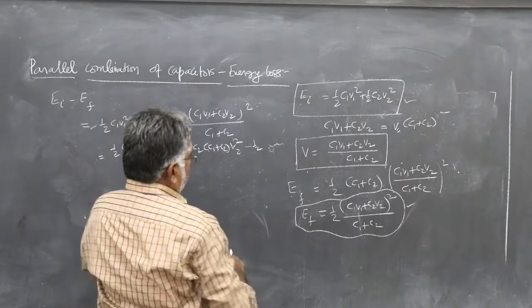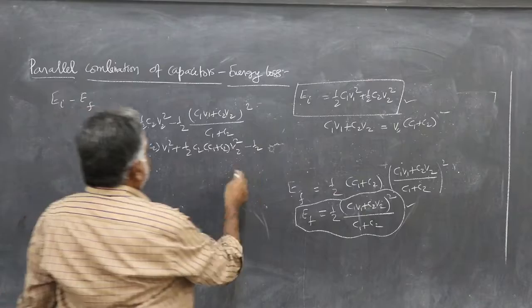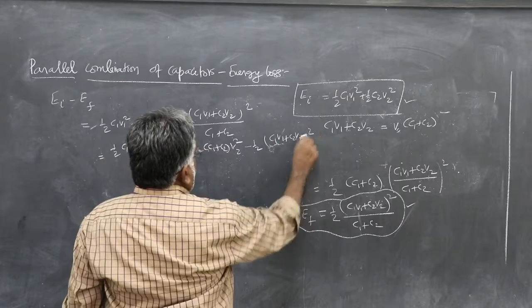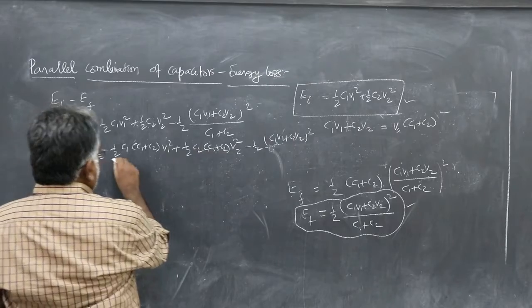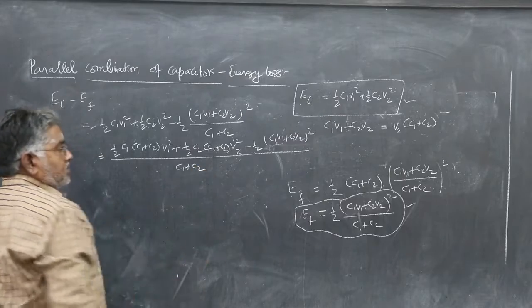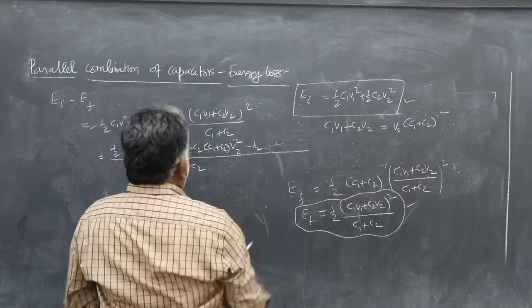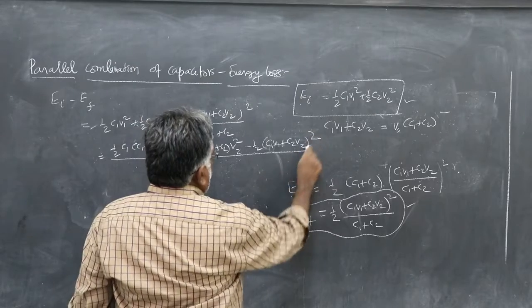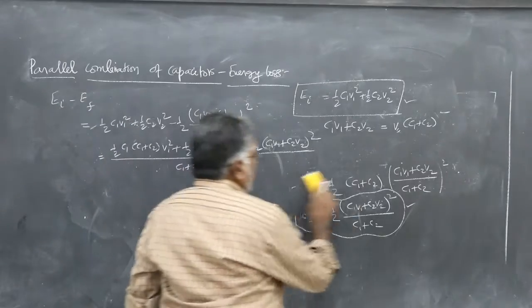minus half, we have to use this, (C1 V1 plus C2 V2) square, whole divided by C1 plus C2. I'll write properly: C1 V1 plus C2 V2 square. Now you will just take the numerator alone and simplify.